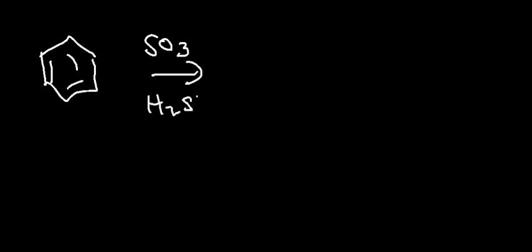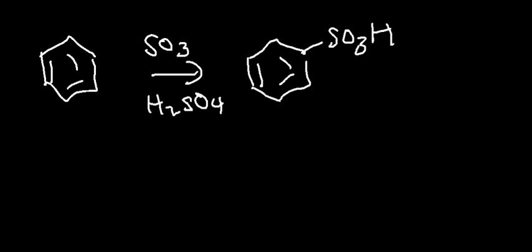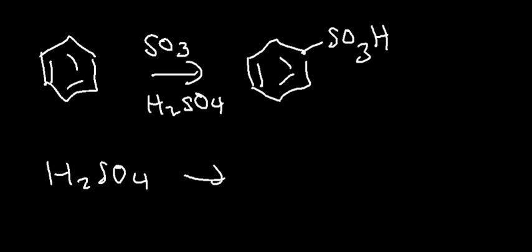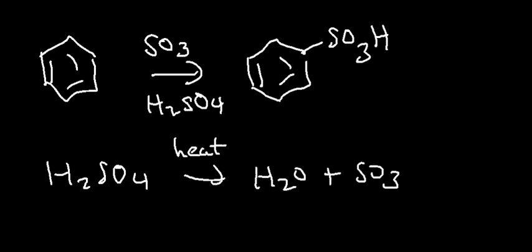The next reaction you need to know is sulfonation. If we add SO3 with H2SO4, or just H2SO4 with heat, you're going to get the same product, which is basically SO3H. Now, keep in mind, if you have two molecules of H2SO4, actually, even just one molecule of H2SO4. If you add a lot of heat to the reaction, H2SO4 can decompose into water and sulfur trioxide. So pure sulfuric acid could generate the sulfur trioxide electrophile, and that reaction could work. So you need heat to make it work.